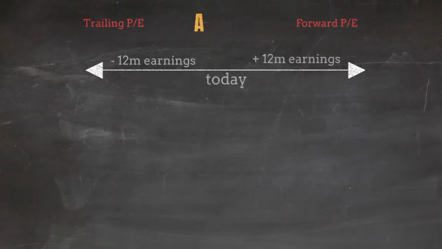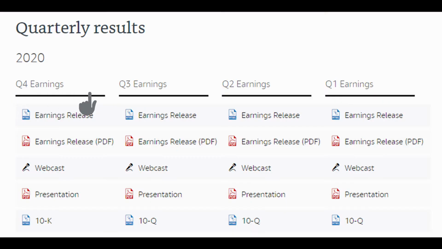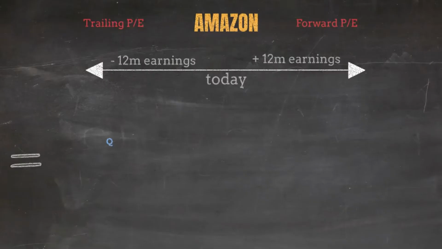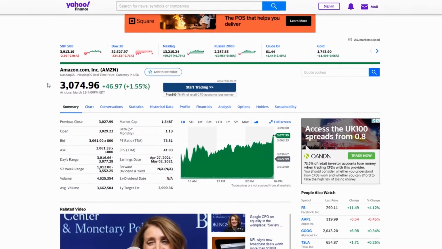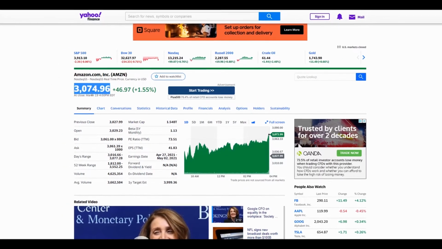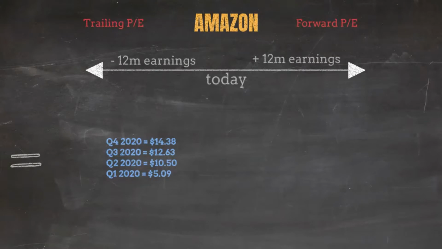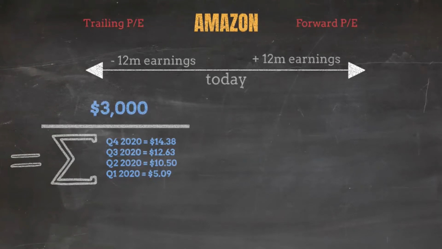So going back to Amazon, let's pick the company's last 12 months EPS number so that we can calculate its trailing 12 months PE ratio. In Q4 2020, it was 14.38, Q3 2020, it was 12.63, Q2 2020, it was 10.50, and Q1 2020, it was 5.09. Observing online, we can see that the Amazon stock price is usually around $3,000 per share. So let's add up all the quarterly EPS numbers to give us a 12 months EPS of $42.60. Now divide $3,000, because that's the stock price, and we get a PE ratio equal to 70.4.